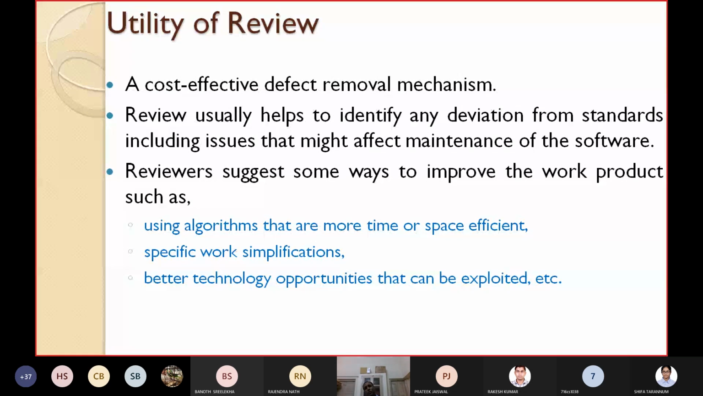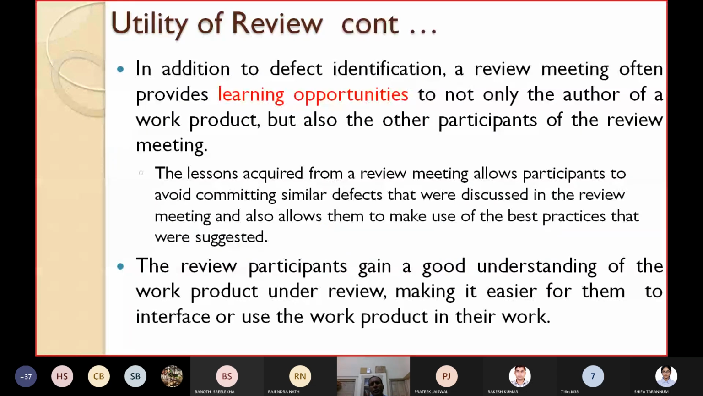Use better technology opportunities that can be exploited, etc. So these are some of the ways which can be used to improve the work products. In addition to defect identification, a review meeting often provides learning opportunities. By performing reviews, you can learn the mistakes that you have committed in the past. You can get some experience and learn from your past experience.